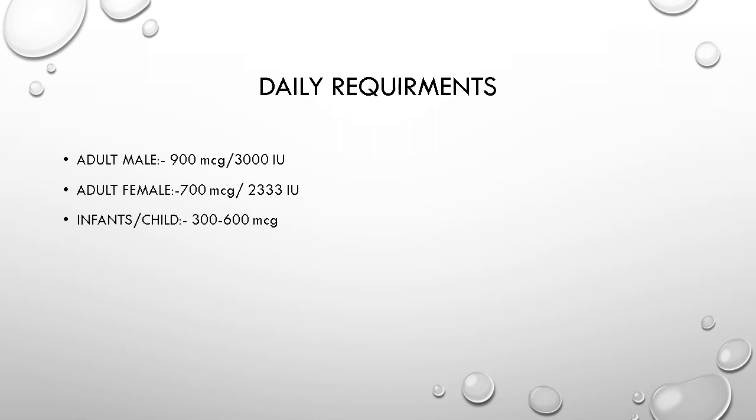Now, what are the daily requirements of vitamin A? For an adult male, the recommended amount is around 900 mcg, or 3000 IU, international units. For an adult female, it's around 700 mcg, or you can say micrograms. Mc means micro and g means gram. That is 2333 international units. And for infants and children, the recommended dose is 300 to 600 micrograms. So these are the daily requirements.